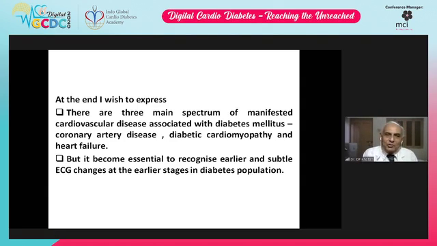So there is credit if we catch the earlier onset of the ECG changes before they progress to coronary artery disease, diabetic cardiomyopathy, or heart failure. The credit goes to us, and we can save the patient's life by taking the appropriate preventive measures and treatment accordingly.